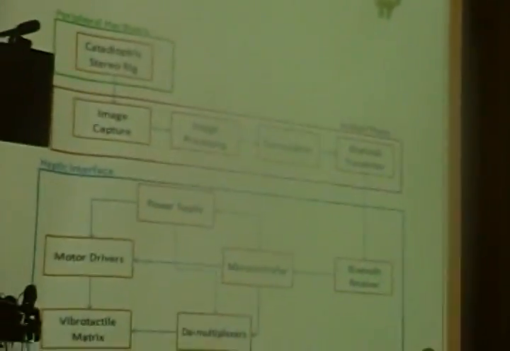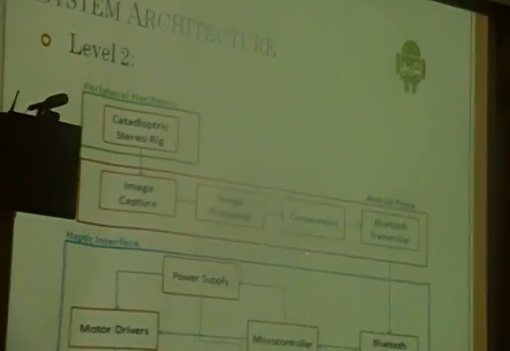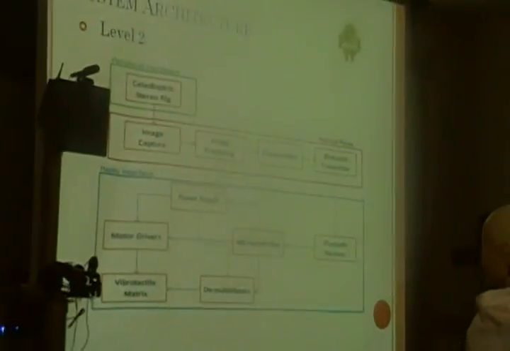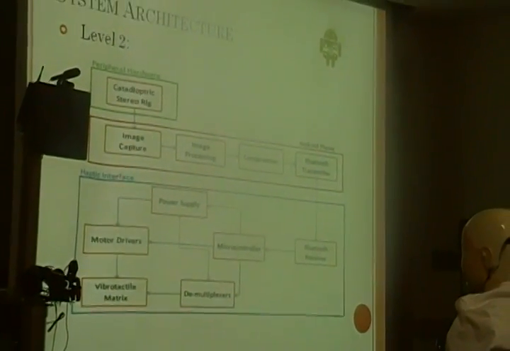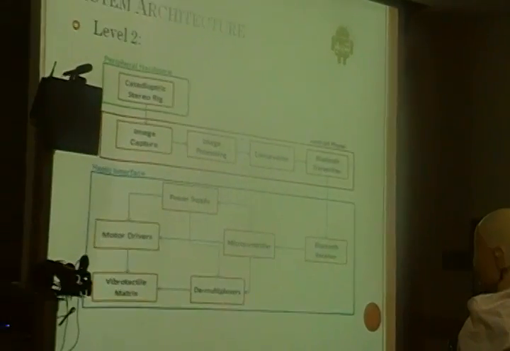In more detail, the Android phone computes stereo correspondence and compresses that to an 8x8 integer matrix, which is sent to the microcontroller via Bluetooth. And our microcontroller controls the motor drivers and demultiplexers on our vibral tactile matrix.